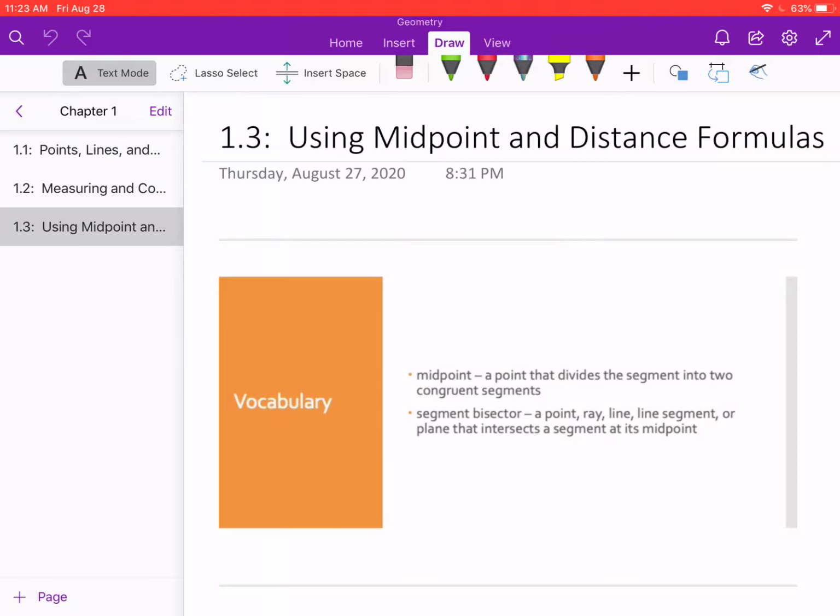A segment bisector is a point, ray, line segment, or a plane, it can be any of those, that intersects a segment at its midpoint. So basically, what is cutting that segment in half?